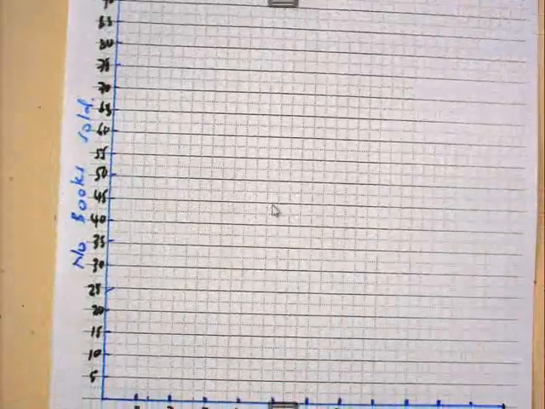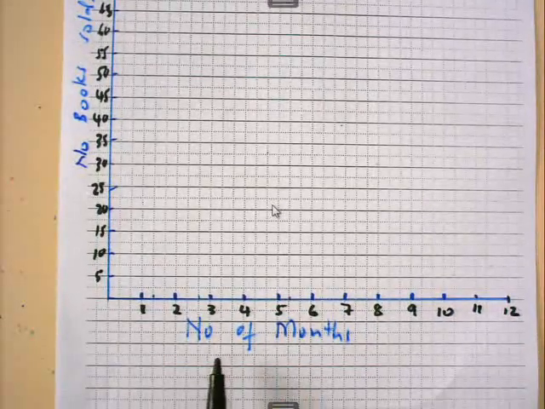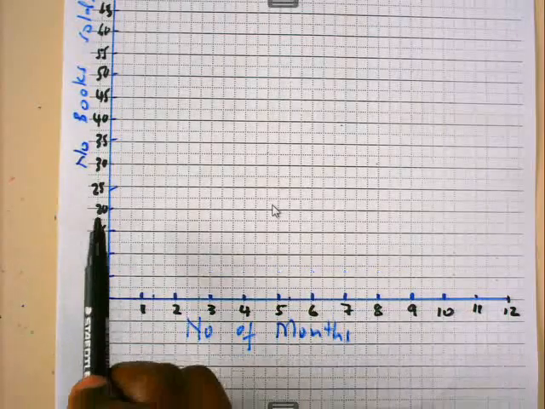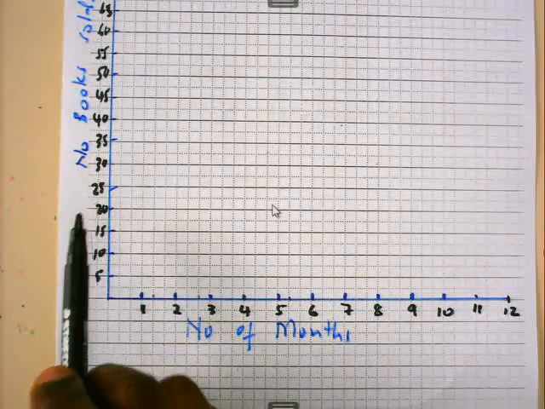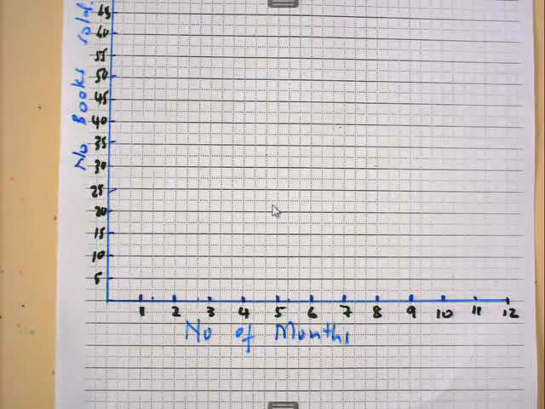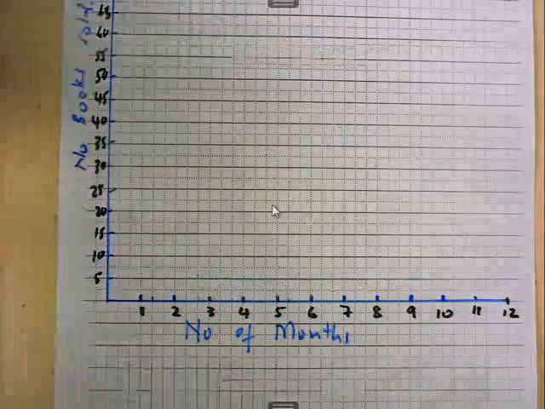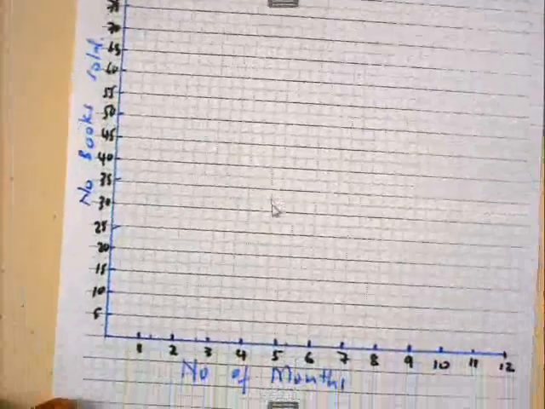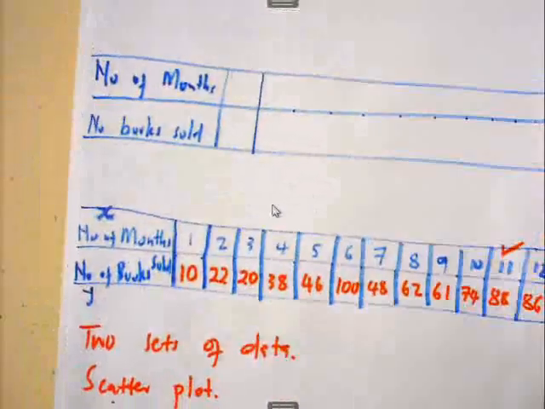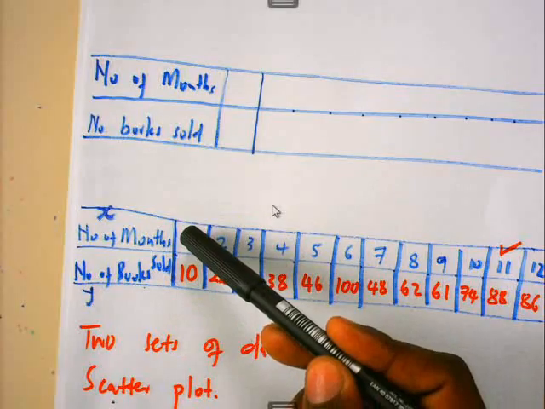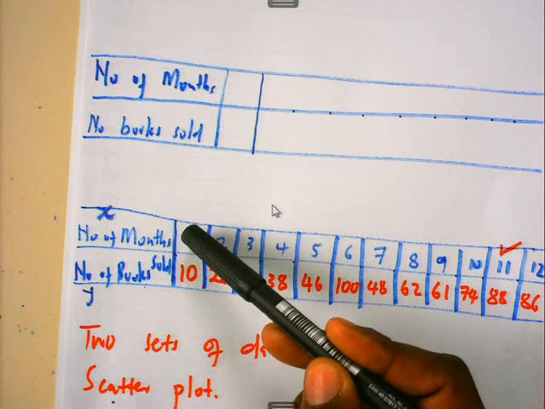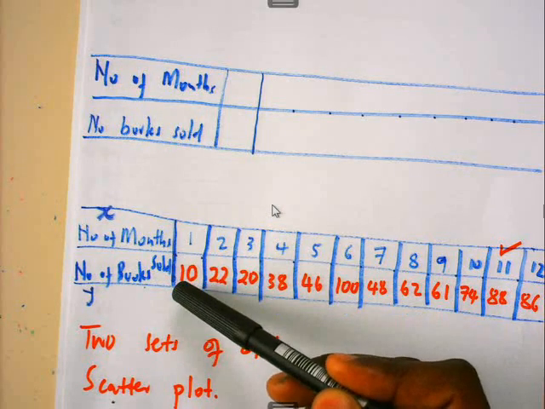Remember, we take this information from the set of data. It is two sets of data. The number of months, we are going to compare it with what? With the number of books and establish the relationship as to how the months relate with the number of books sold. Now, when you look at the information you have, the first month, how many books were sold? It was 10 books sold. Do you agree with that?